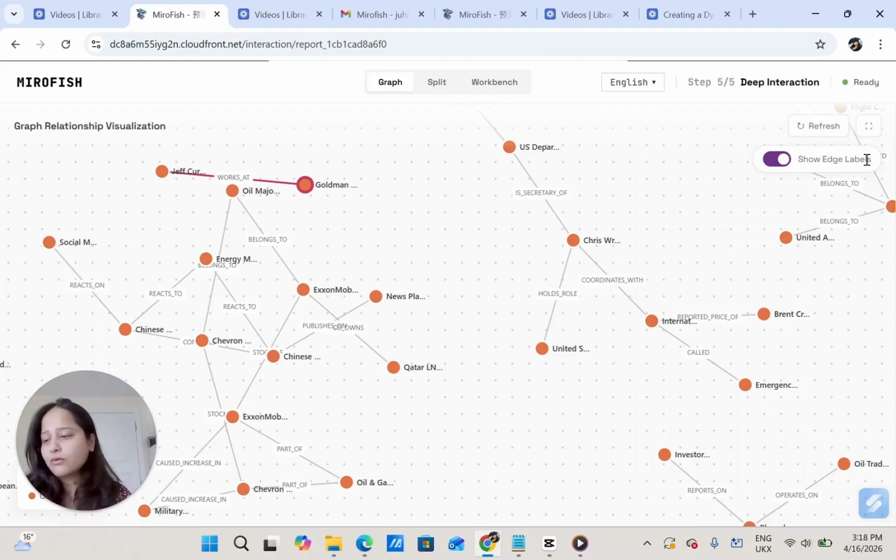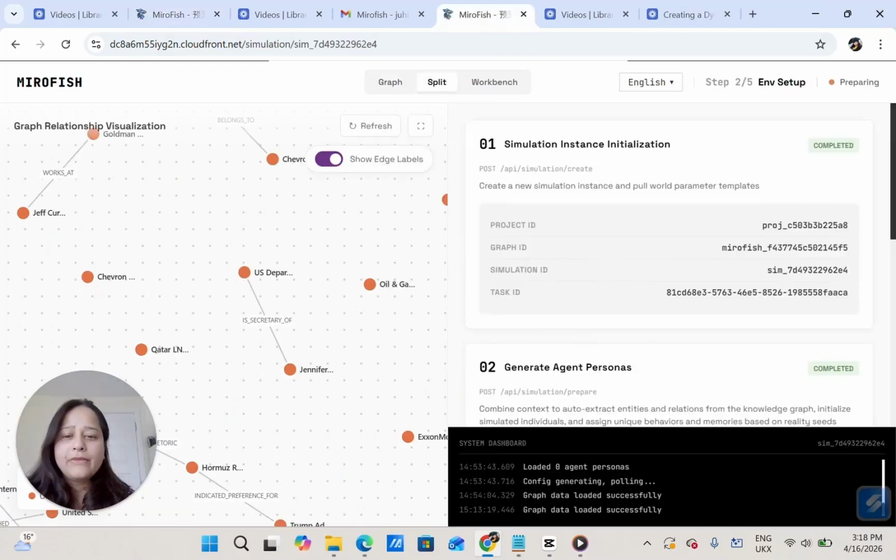Now we will do the environment setup. This is where it gets really interesting. MiroFish is now creating the AI agents. Based on our seed document and prediction requirement, it's generating hundreds of unique AI agents, each one a realistic representation of someone who would actually care about your scenario.